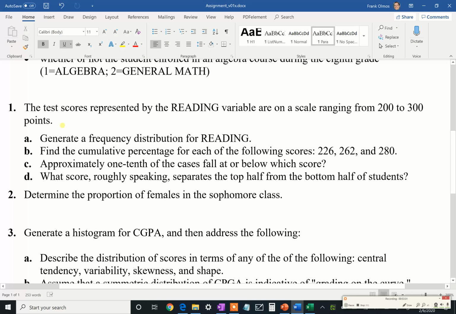So question number 1, test scores represented by the reading variable are on a scale ranging from 200 to 300. Generate a frequency distribution for reading. Find the cumulative percentage for each of the following scores. And then approximately 1/10 of the cases fall at or below which score. What score, roughly speaking, separates the top half from the bottom half students?